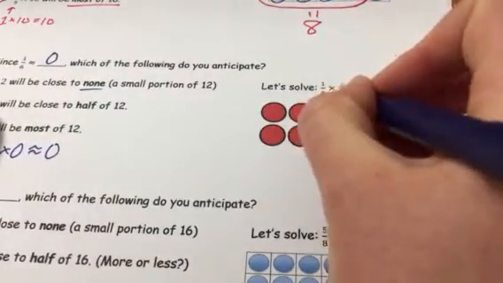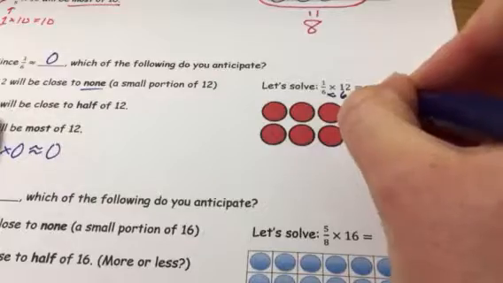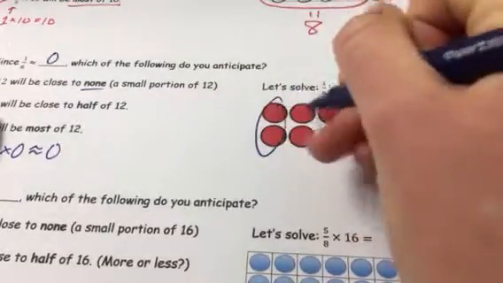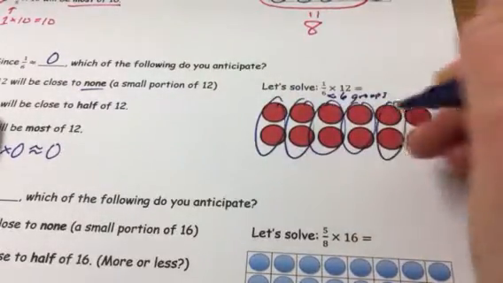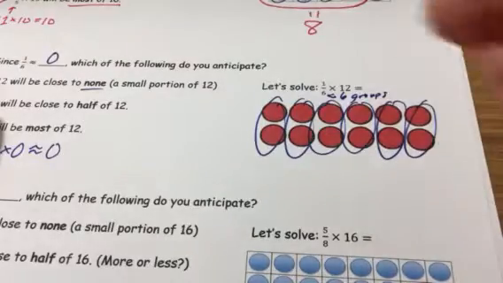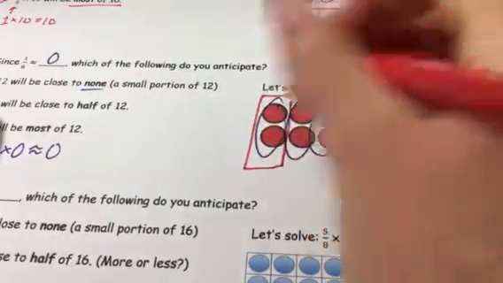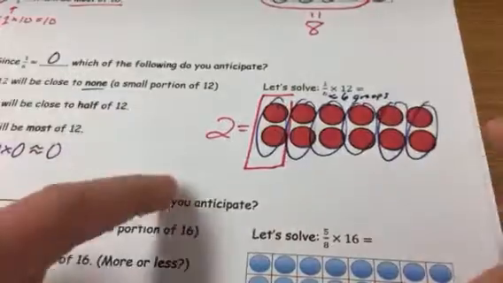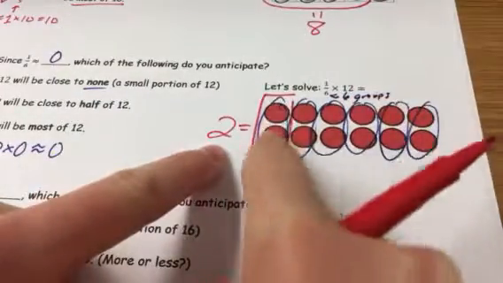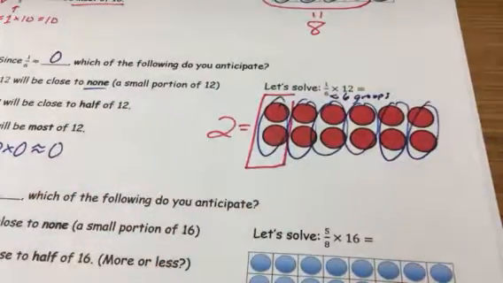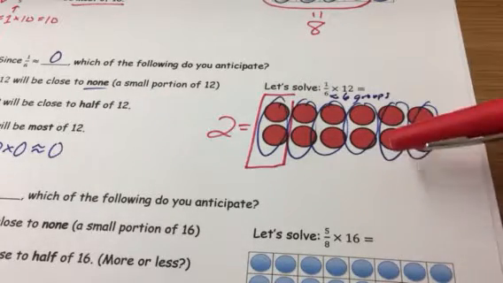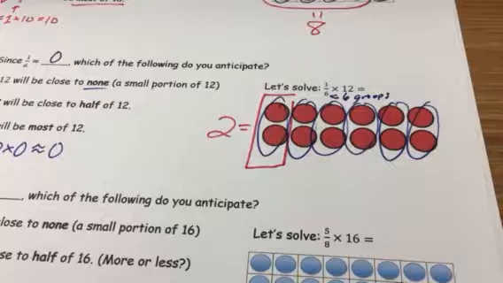This means I'm going to break it up into 6 groups. 1, 2, 3, 4, 5, 6, and I'm taking one of these groups, and that's equal to 2. So if I compare 2 to 12, if I have 2 out of 12, I don't have much of it at all. I practically have none of it. If you had $12 and I took 2 of it, of course you wouldn't be very happy with me. But it's not like I took most of your money. I barely took any of it at all.